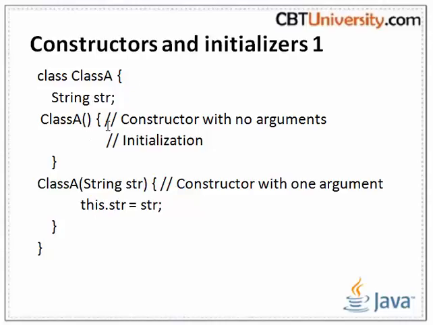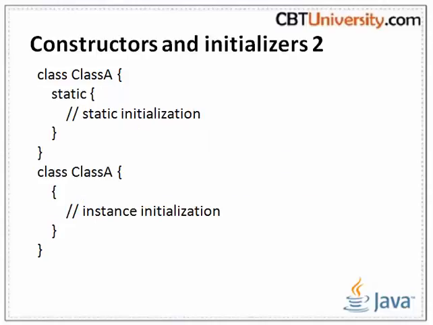ClassA within ClassA. This is the constructor with no arguments, and this ClassA has one argument. Initializers are blocks of code that are executed when a class or an instance of a class is created. There are two kinds of initializers: static initializers and instance initializers. Static initializers initialize static fields when the class is created. They are declared using the static keyword. A class is created only once, and static initializers are not called more than once.